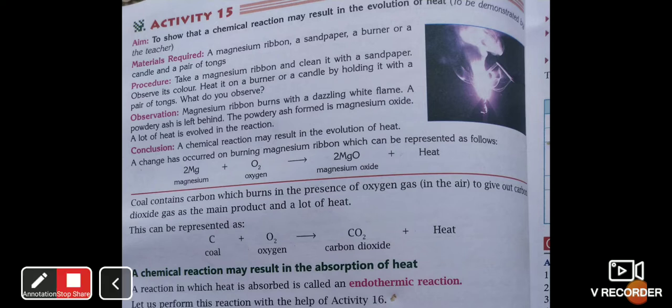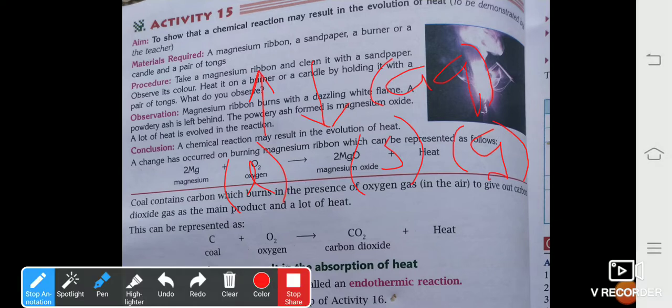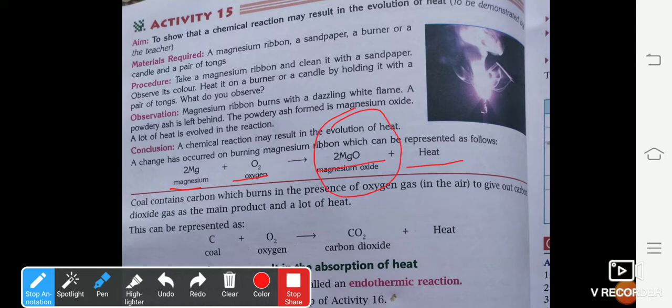Now, what is the reaction taking place? Please remember, burning and oxidation are the same thing. So when I say burning, that means reaction of metal with oxygen. So the reaction would be 2 Mg plus O2 gives you 2 MgO plus heat. The white ash which is formed is magnesium oxide.